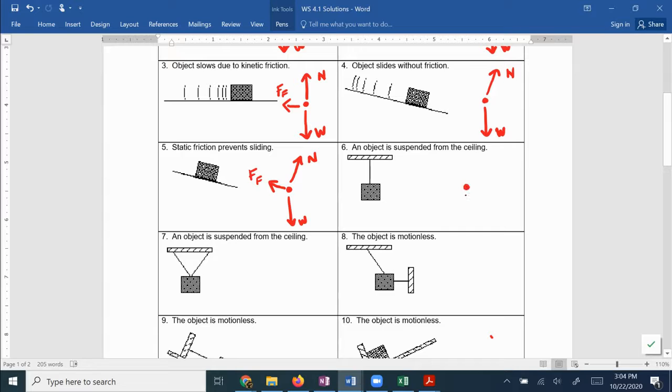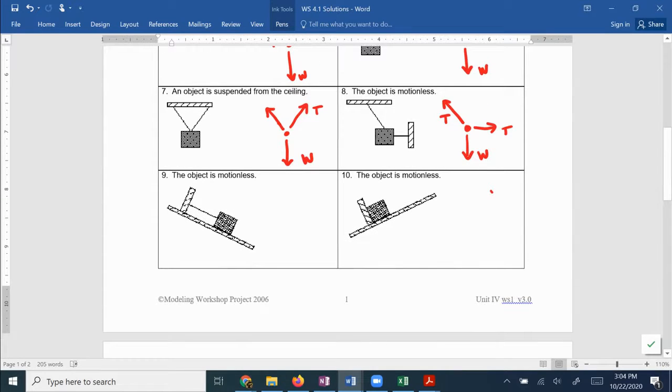Next one, we have the weight force downwards, and we have the tension force upwards. Tension is always in the direction of the cable. So we would have, in this case, tension force, weight force. In this one, we would have the tension force and the weight force. So those ones are pretty straightforward.